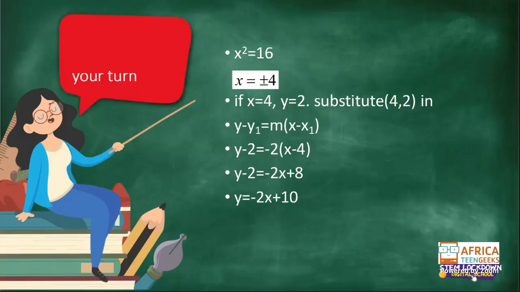Now, when you substitute this coordinate 4, 2 in this equation, y minus y1 equal to m bracket x minus x1, you'll have y minus 2 equal to minus 2 bracket x minus 4. And then when you solve, you'll have y minus 2 equal to minus 2x plus 8. And then it's going to give you y equal to minus 2x plus 10. So you see that this equation now, y equal to minus 2x plus 10, is indeed parallel to the given equation that we had.